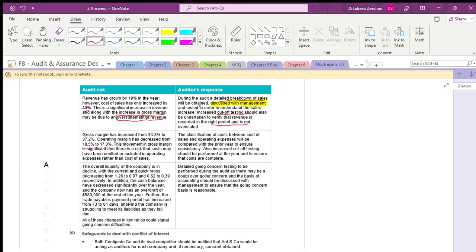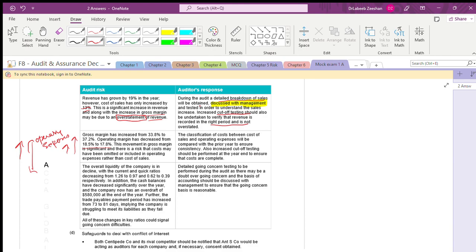What are the reasons for the difference? If gross profit margin increases, operating profit margin also should increase. If the gross profit margin is increasing and operating margin is decreasing, what does it definitely mean? It means your operating expenses are increasing. If operating expenses increase, operating profit will decrease.